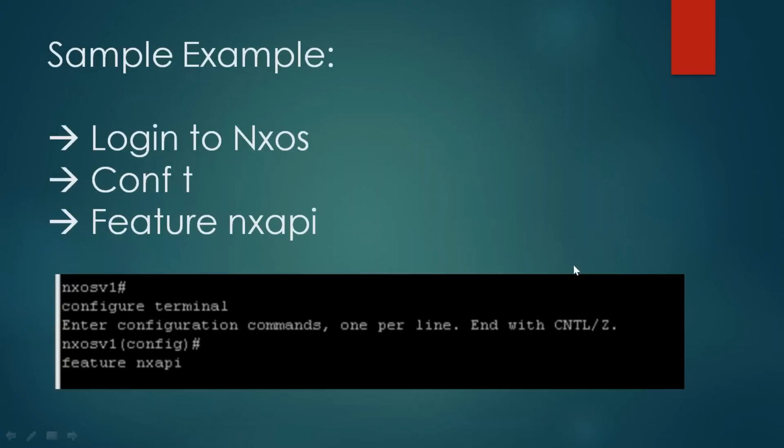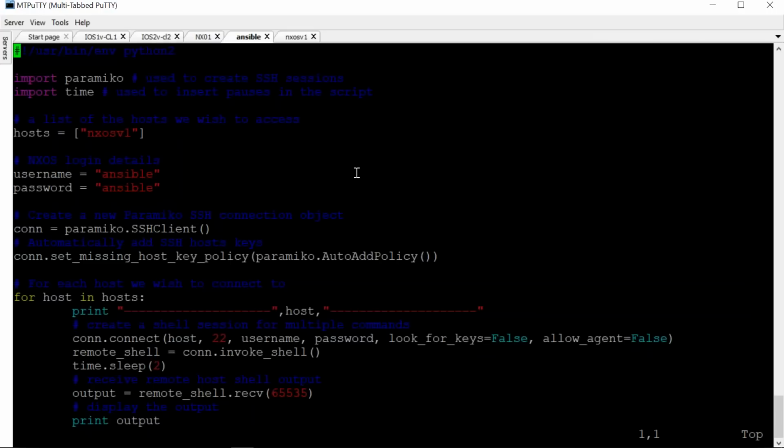In this example, we'll see how from the Python program I can log into the Nexus, say for example Nexus 1 device. I can go to conf t and then I can enable the feature, say feature NXAPI. Okay, so let me go to the empty putty that I have. Here you can see the program, /usr/bin/env python2, and then you can see the comments as well in the blue color. So this comment is for SSH.